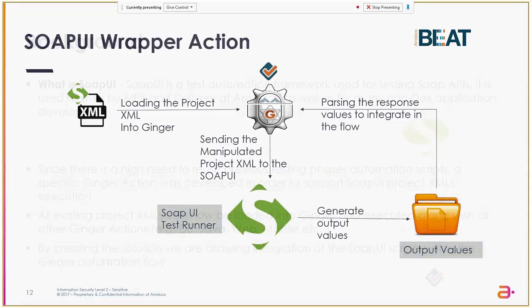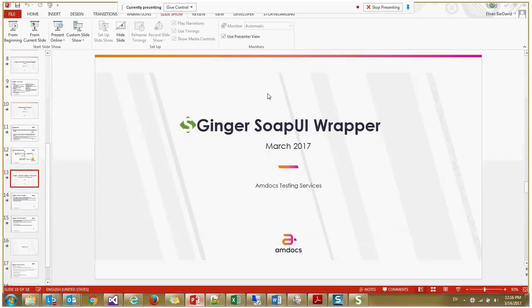So this is our diagram. Here we can see the existing Project XML saved by the SOAP UI. We are loading it into Ginger. Then we are manipulating the field, validating the input, and populating the input properties. Then we send it to the SOAP UI test runner. This one is executing it and generating the output values. And then Ginger knows how to read the output values, and we can store them into variables in order to use them later on, or we can validate them, anything that the user wants to do. So I'll demonstrate it for you.